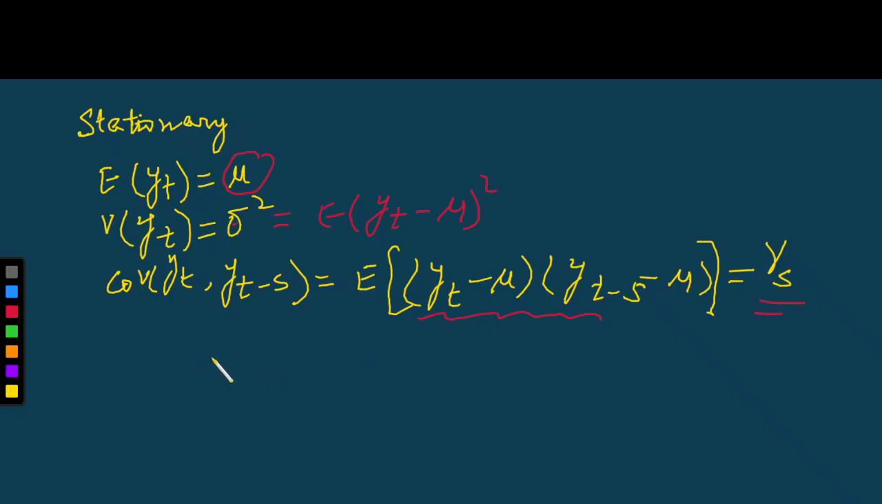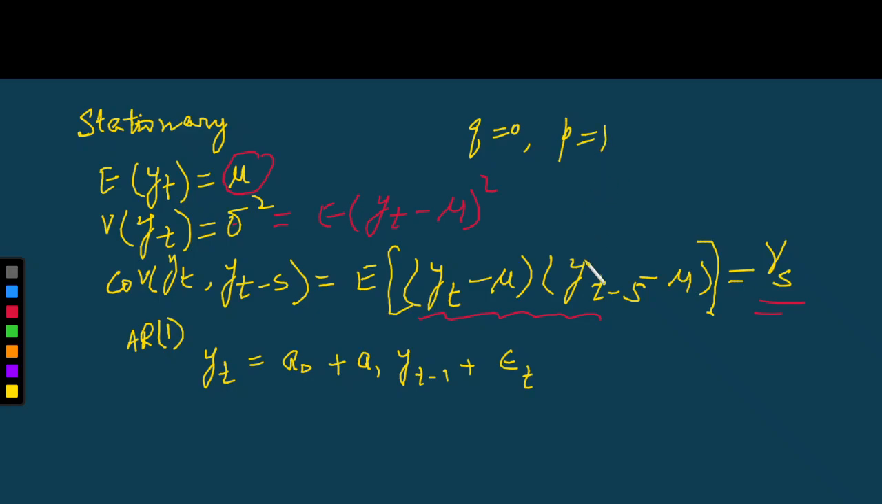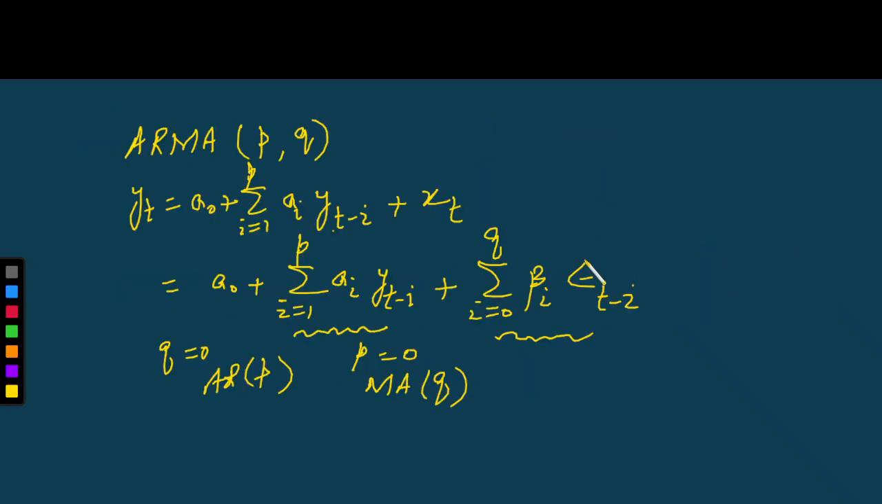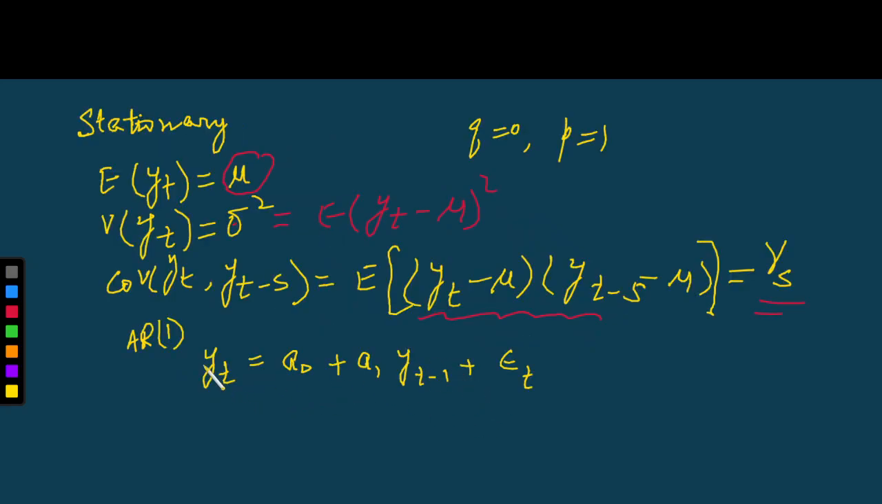So let's say we have an AR process, an AR1 process, autoregressive of order 1. Yt is equal to A0 plus A1 Yt minus 1 plus epsilon t. So you can say that Q is equal to 0 from the previous slide and P equal to 1. If we have Q equal 0, P equal 1, we get this equation, which is called the AR1 process.